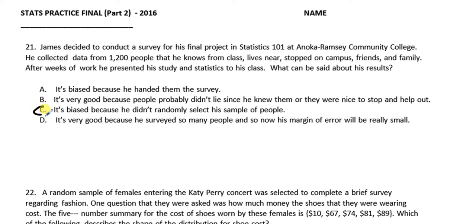Some of these are multiple choice. On the actual final, they're all multiple choice. But it's biased, so it's either going to be A or C. If there's something in there that says it's completely random, then it's a good sample.